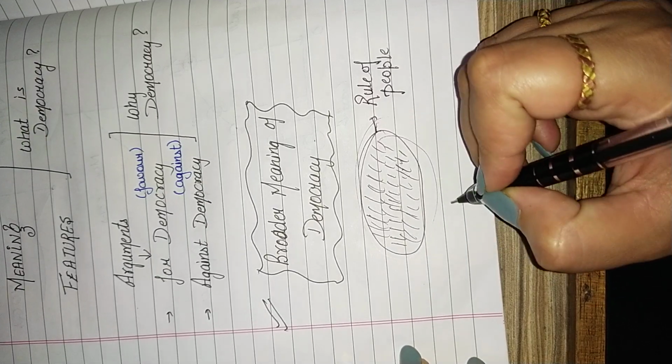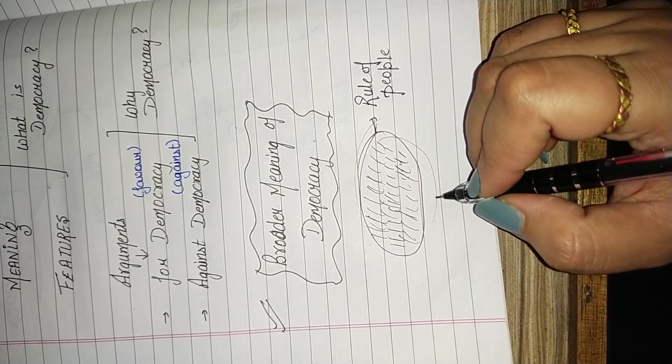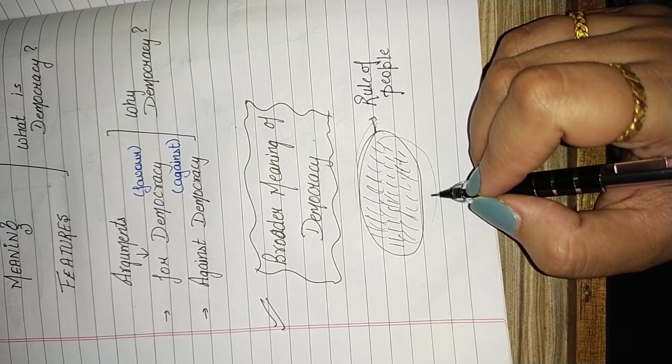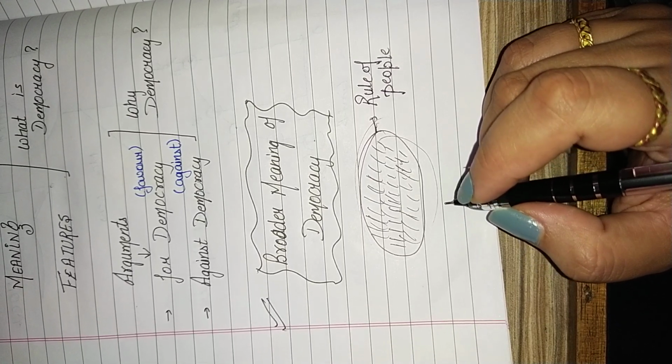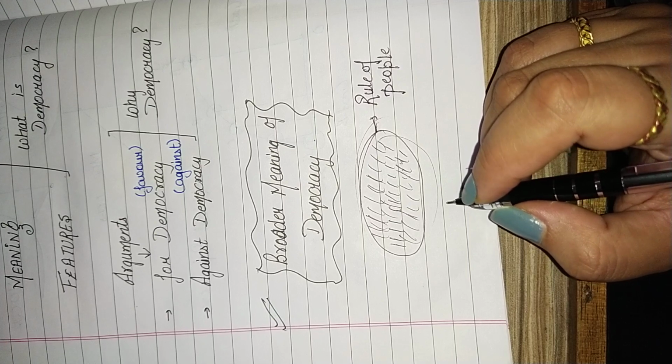If in a class too, all the children start taking their own decisions, then what will happen? There will be a lot of disputes, a lot of confusion, as well as a lot of problems. Clear?